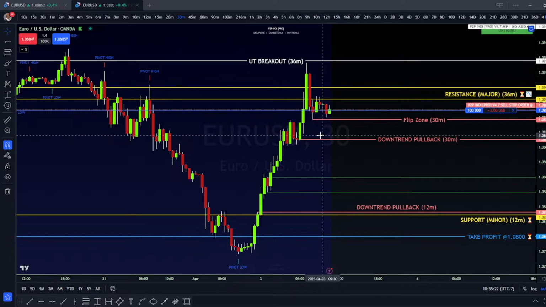And then when it gets down here and it hits this drop base rally right here in this area, I'm expecting it to pull back. But when it pulls back, it should pull back to this flip zone and then continue the downtrend.